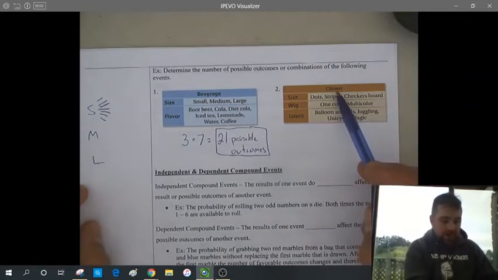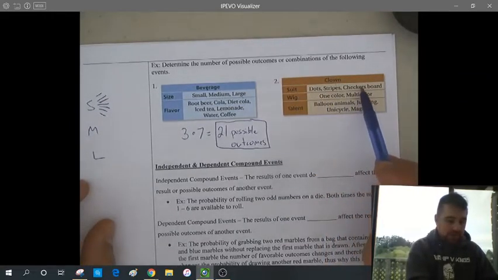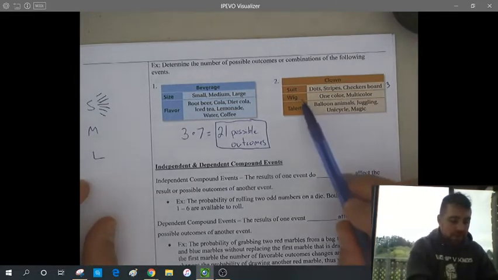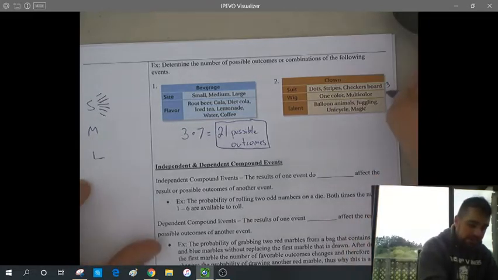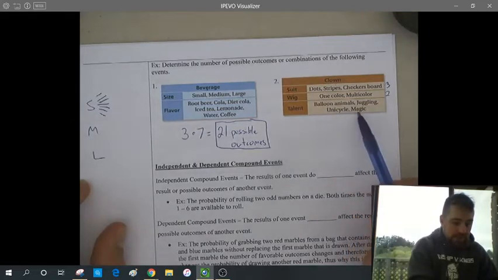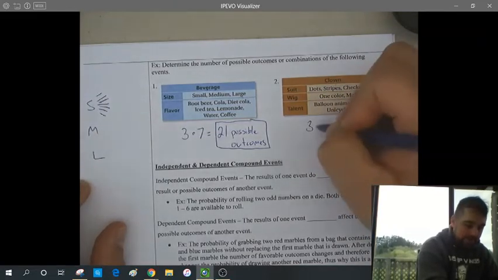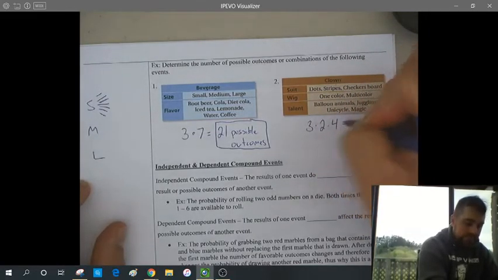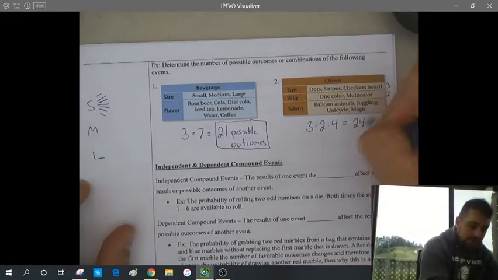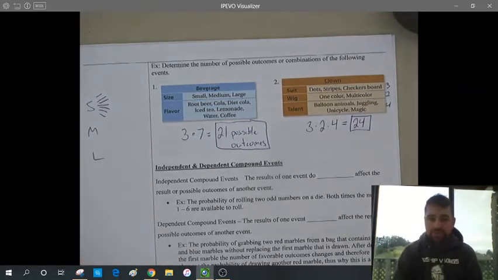Over here for number 2, we've got a clown that has options of the suit that they're going to dress in, so either dots, stripes, or checkerboards. So there's 3 possible outcomes there. The wig, either one color or multicolored, so that's 2 possible options there. And for the talent, balloon animals, juggling, unicycle, or magic, and that would be 4 there. So if I multiply all of those together, I get 3 times 2 times 4, but that would be 6 times 4, and so that's 24 possible combinations.